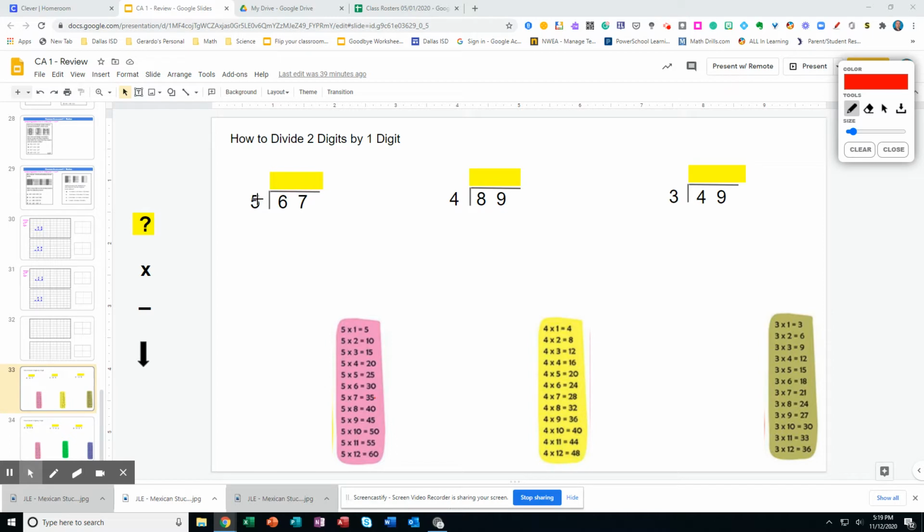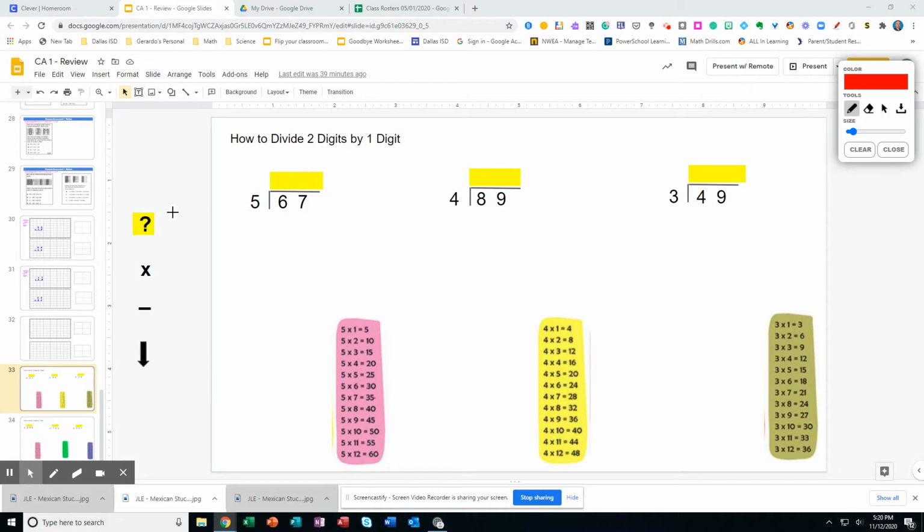67 divided by 5. Think of this as $67 divided into 5 different parts, or 5 friends, and there's $67. How much money would each friend get? And it has to be equal amounts.